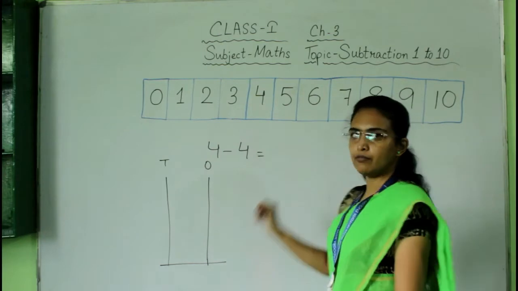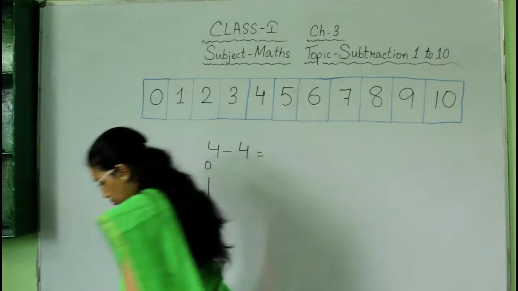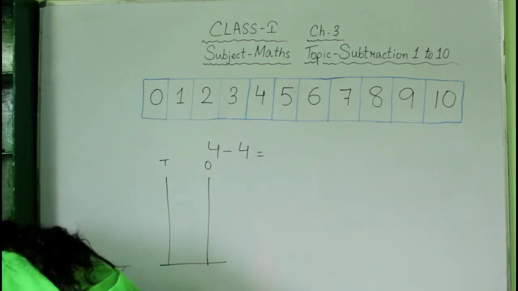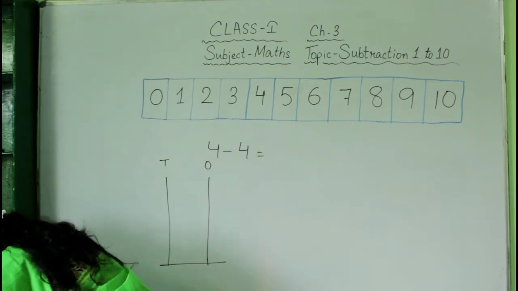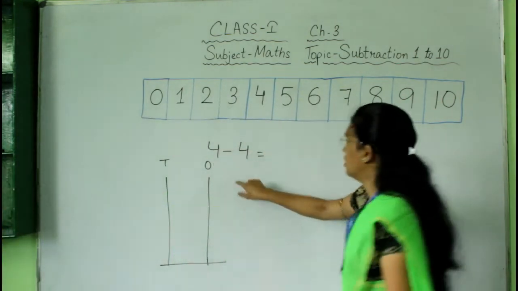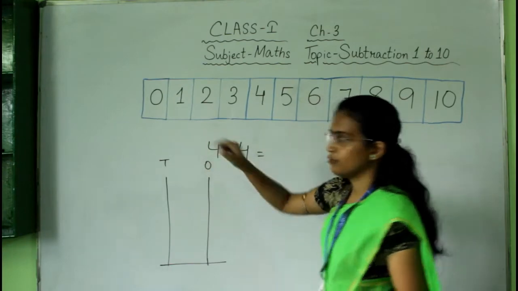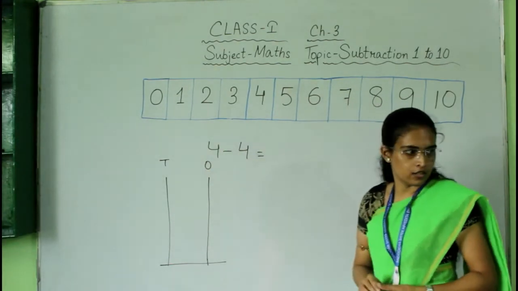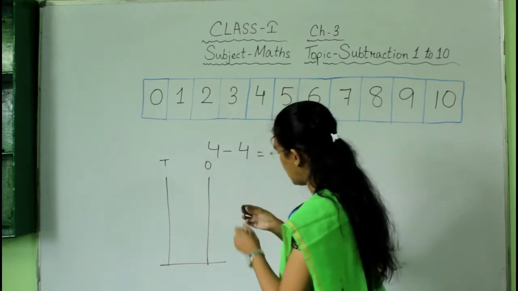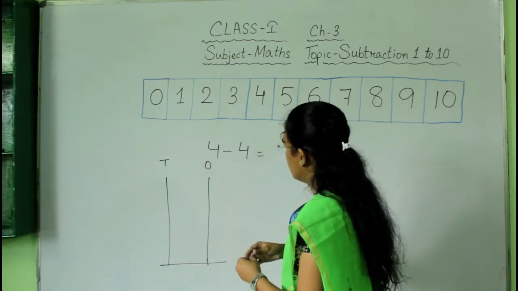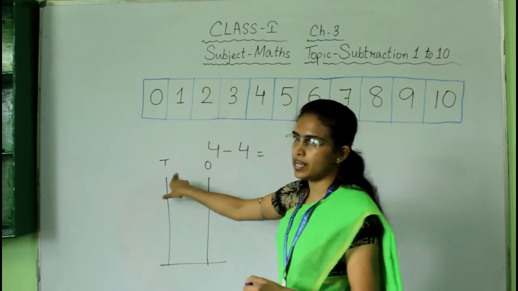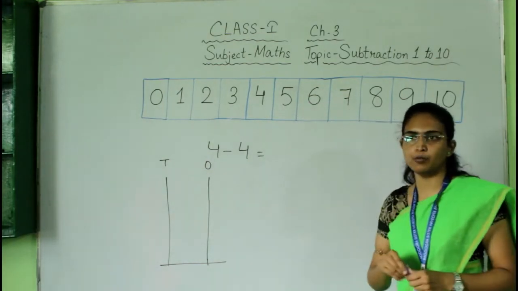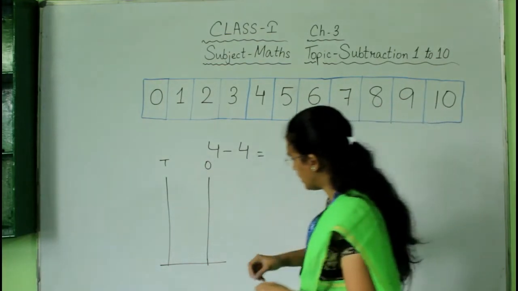Both the numbers are same, right? Now we will do this in the abacus. Which number is this? 4. How many digits? Only 1 digit, right? So we have to put how many balls? 4 balls. Where? In tens place? No. We have to put 4 balls in ones place. Like this.